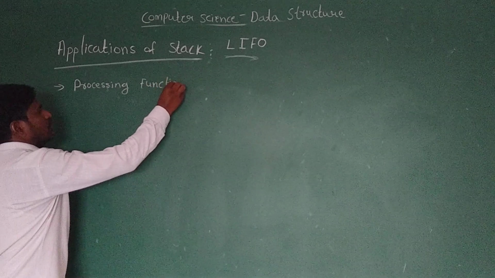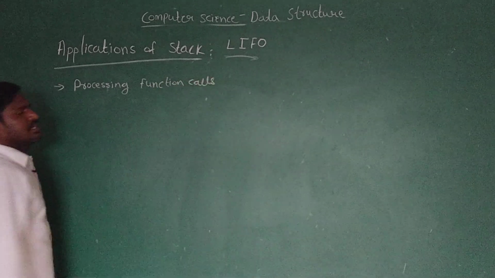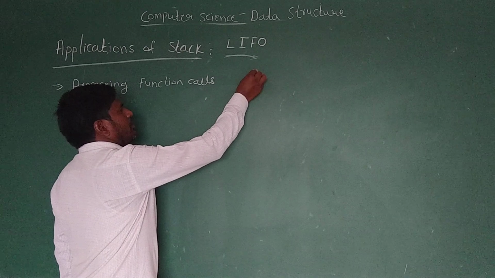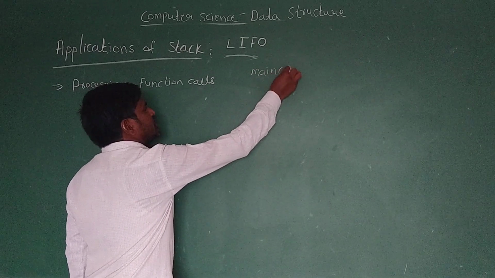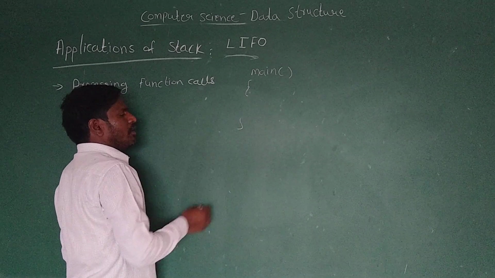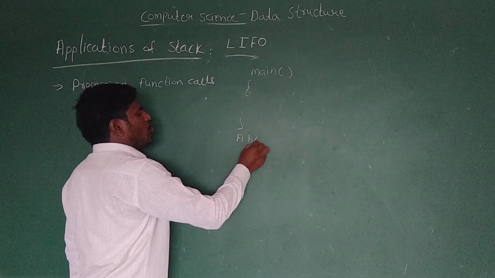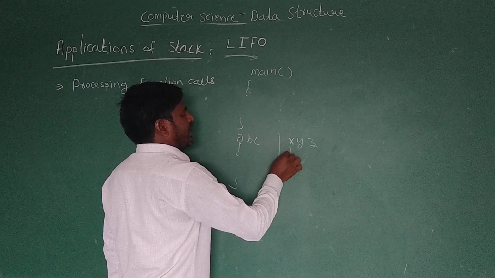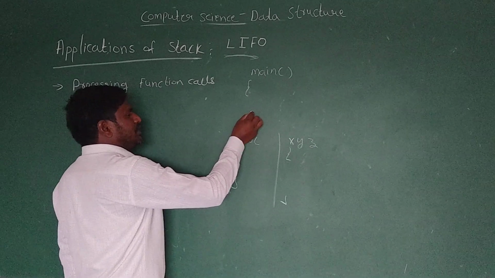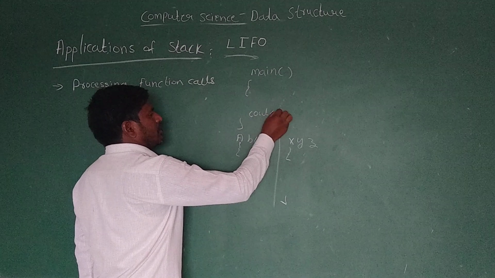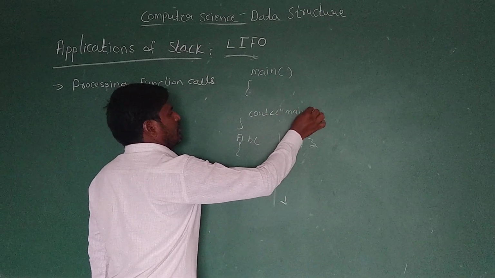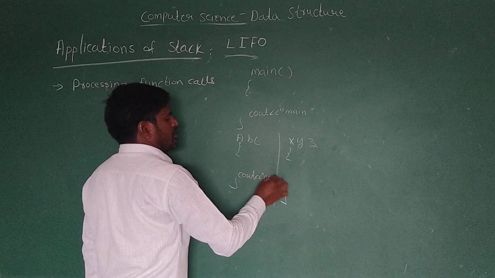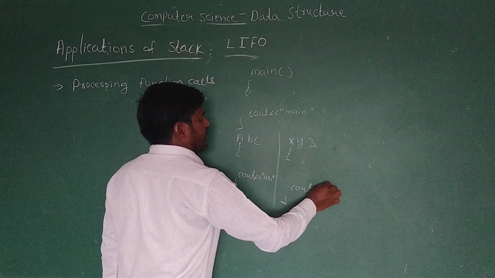Processing function calls means, for example, there is a main function, and here we have two more functions, ABC and XYZ. These have cout statements: cout main, cout ABC, cout XYZ.